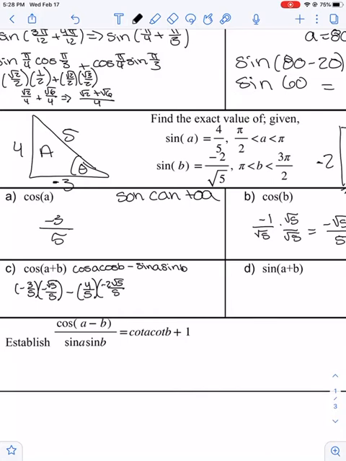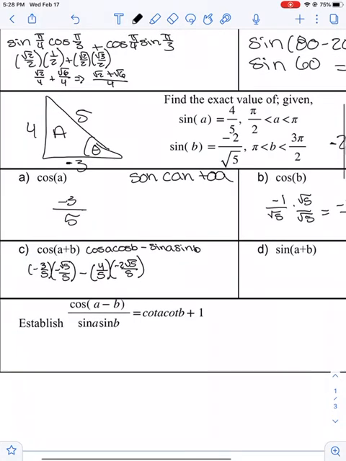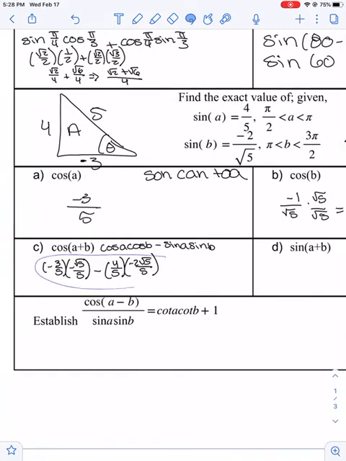And I'm going to change the sine of B to negative 2 square root 5 over 5, so I don't have that radical in the bottom. So in multiplying these, I get 3.